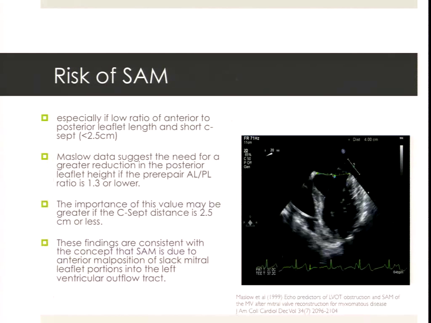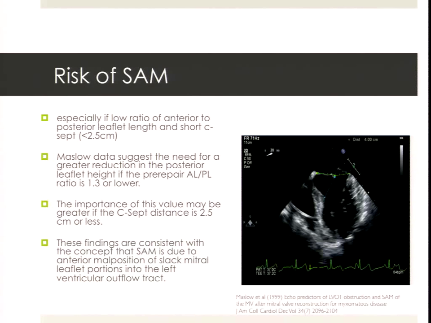Now, Sam Maslow's criteria have held up over the period of time, and increasingly this is the first question that I get asked when people walk in the room: what's the C-sept? Is it less than 2.5? Because that's when all those other things come into play. The anterior malpositional slack mitral leaflet portions that suck into the LVOT are really only an issue if the C-sept is less than 2.5.